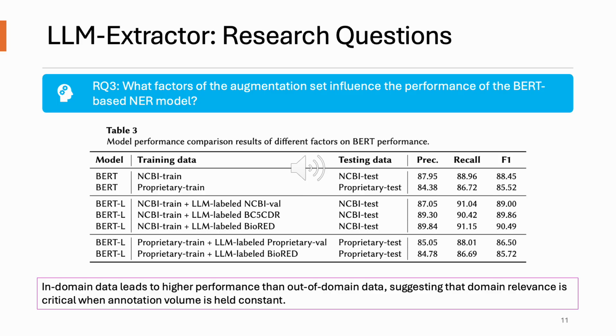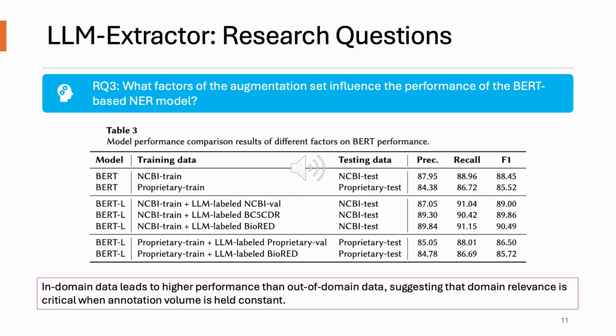All three are in-domain, and BioRed is substantially larger, as shown in this table. Augmenting NCBI training with BC5 improves F1 to 89.86, and using the larger BioRed set yields a further gain, with F1 of 90.49.